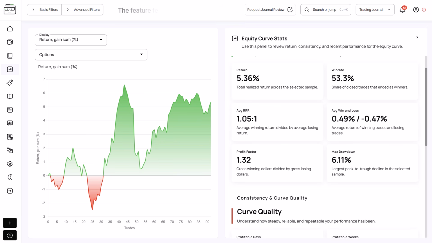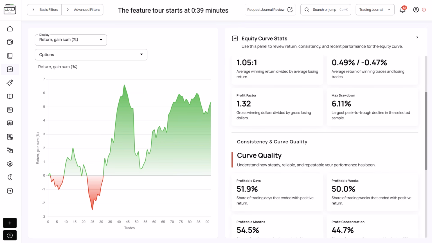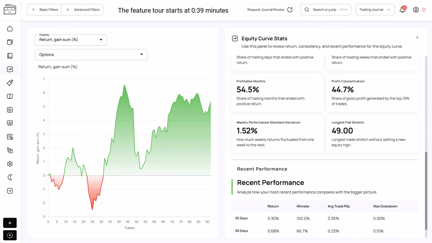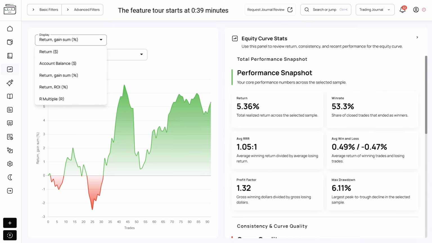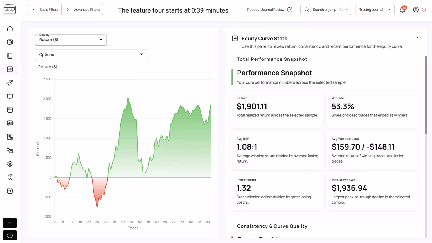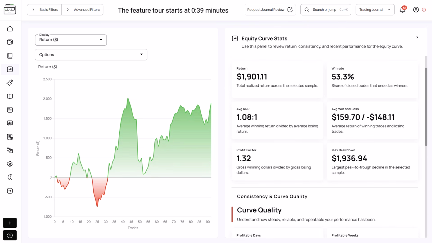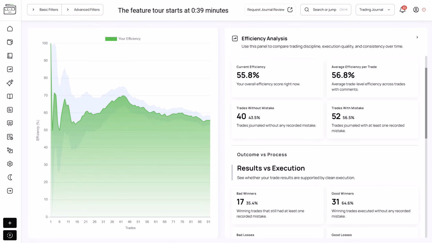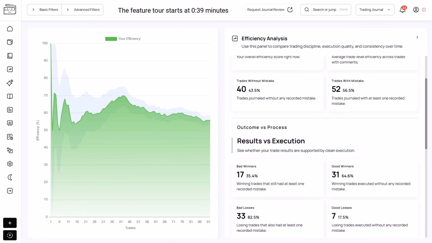This week, we released a massive Edgewonk update, and it changes what the platform can do for traders completely. Until now, many traders knew Edgewonk as a journal for improving discipline, tracking mistakes, and working on the mental side of trading, and that will always remain a core part of Edgewonk. But this week's update takes things much further.